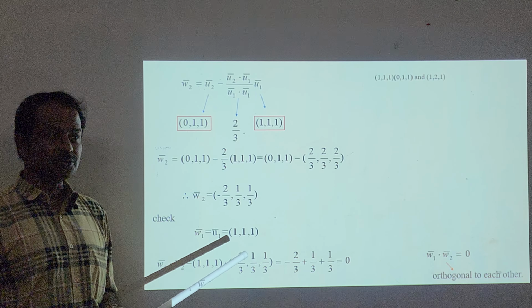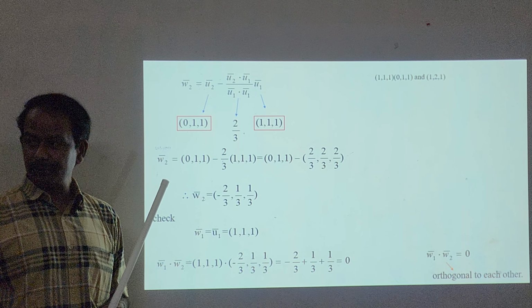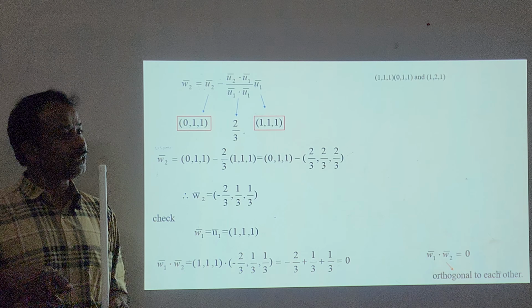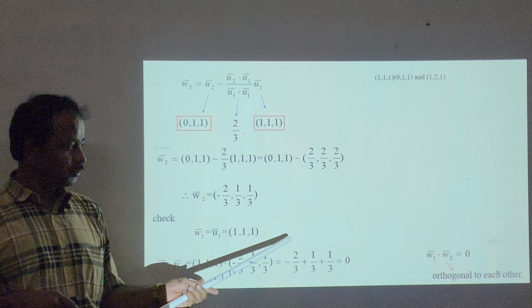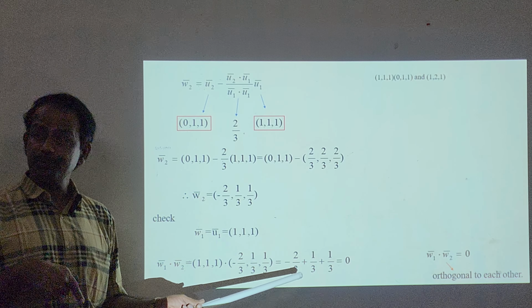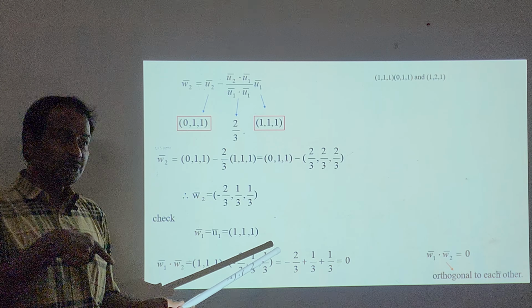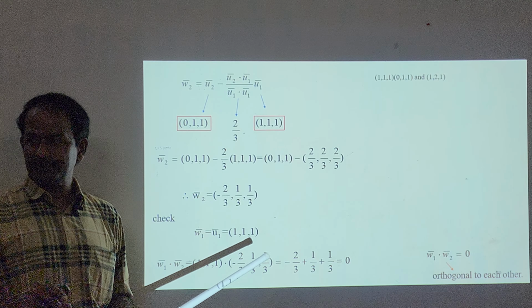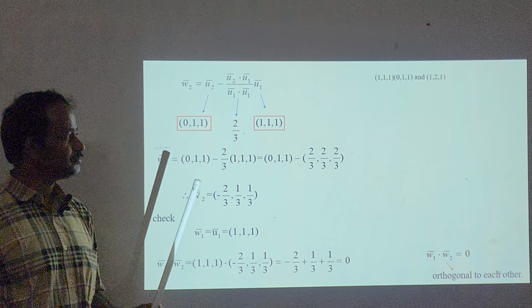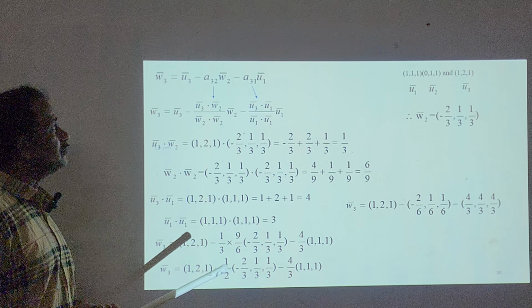Any doubt? So we started with U1, U2, U3. We started with U1, U2, and they are not perpendicular to each other. Now it is very clear that using the Gram Schmidt process, W1 is perpendicular to W2, so they are orthogonal to each other. Now we'll go for W3.